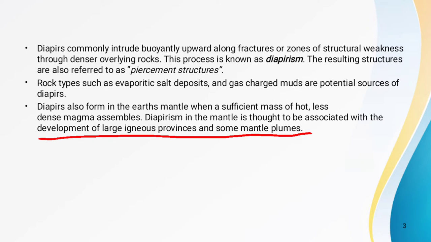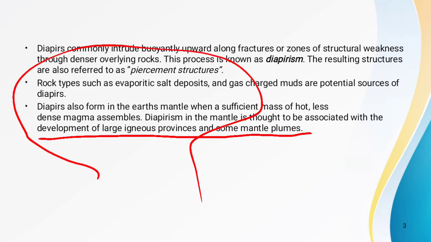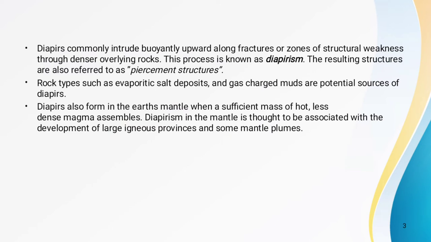Diaperism in the mantle is thought to be associated with the development of large igneous provinces and some mantle plumes. So diaperism can also occur in igneous activity. This is the example given here: large igneous province, this is magma coming, and some small-size mantle plumes. Since it is also associated with igneous activity but commonly not described, it is mostly evaporitic salts and salt and mud deposits.